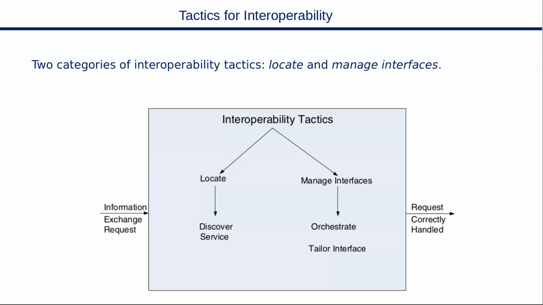Another tactic is tailor interface. Tailor interface is a tactic that adds or removes capabilities of a particular interface, such as translation, adding buffering, or something like this. That's all about the tactics and general interoperability. And next will be modifiability.